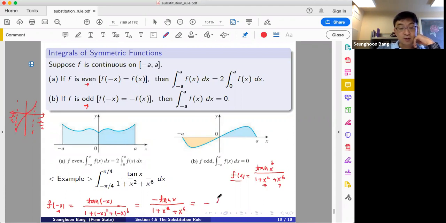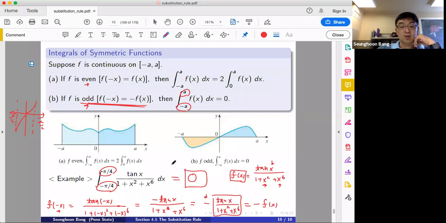So it is the same as negative tangent of x over 1 plus x squared plus x to the power 6. Compared with tangent x over 1 plus x squared plus x to the 6, that is exactly the same as f of x, keeping the negative: minus f of x. What does it mean? It is exactly an odd function. The top limit is pi over 2, the bottom is minus pi over 2, exactly negative a to a for an odd function. What is the answer? The answer is always 0. This is the whole idea for solving this problem.